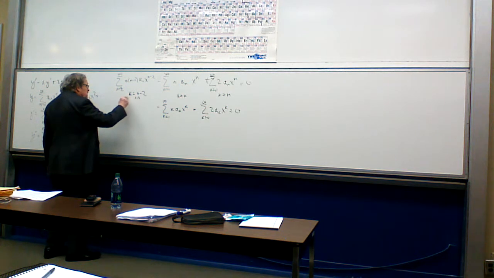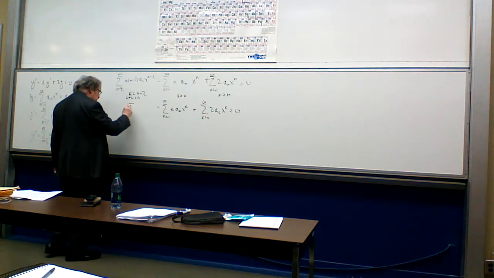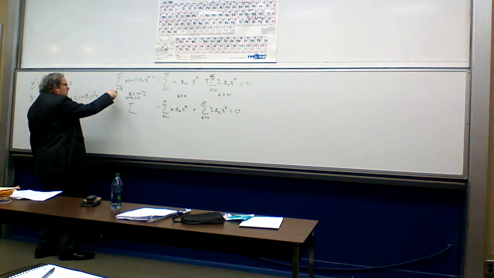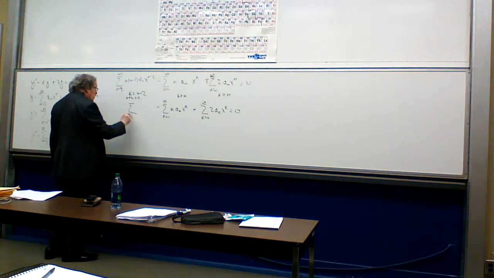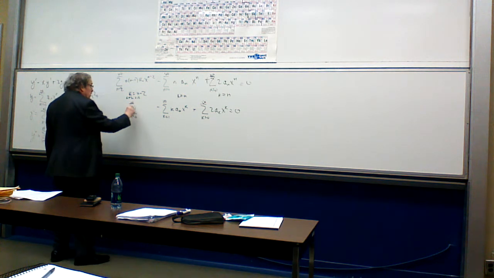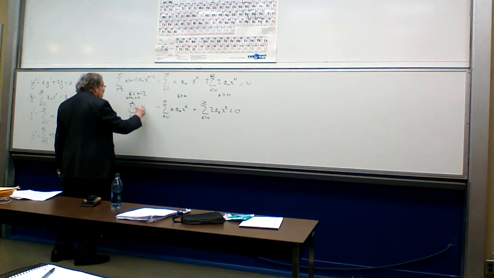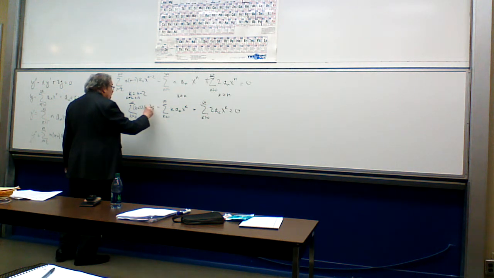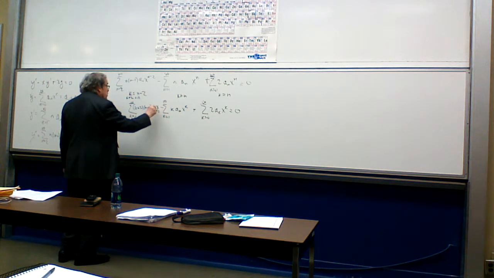So n is k plus 2. And change it everywhere. When n is 2, k is 0. So k plus 2, k plus 1, a sub k plus 2, x to the k.